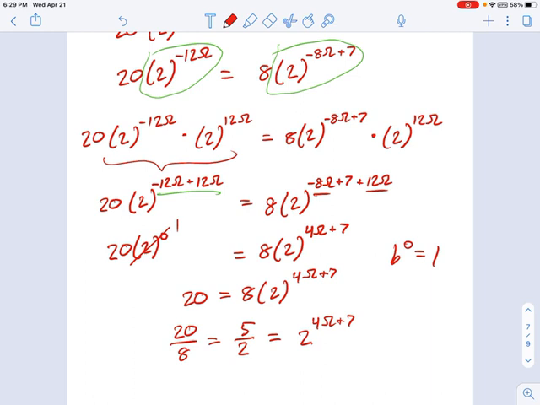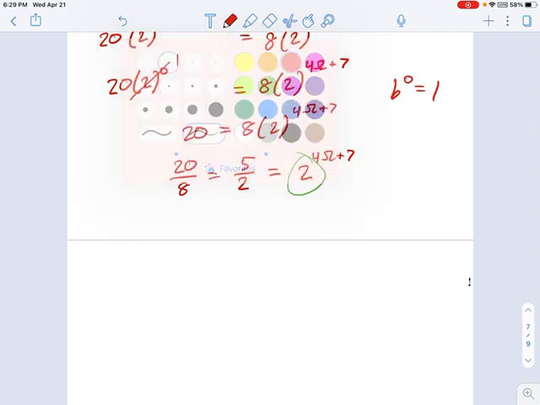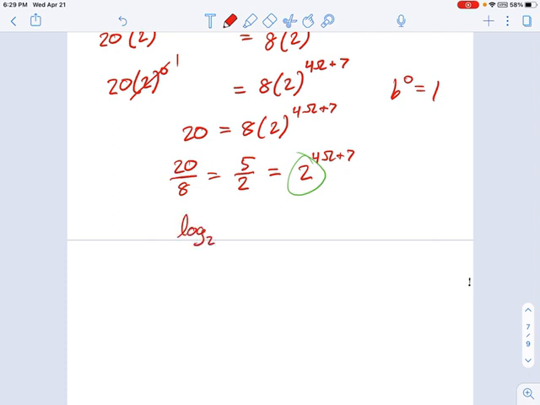Okay? Now, I have finally isolated the exponential. Now we're ready to apply a logarithm to both sides. And because the base of this exponential is the number 2, I'm going to choose a logarithm of base 2. So I'm going to say log base 2 of 5 halves equals log base 2 of this thing on the right, 2 to the power of 4 omega plus 7.